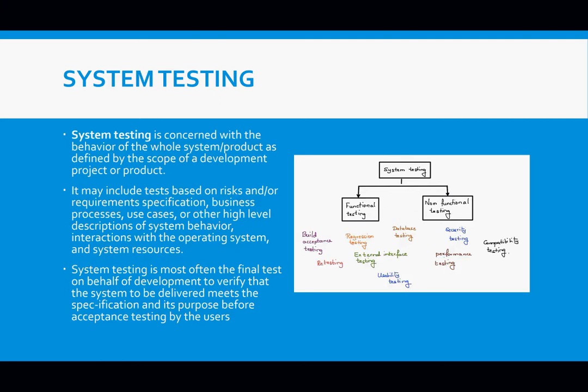It's often the final test of the application, but not necessarily, to be honest, because it is the final test mostly before acceptance testing by the users. Some people will also do system testing and then do system integration testing after this. And then you can see different levels of testing. In system testing, you focus on both the functional testing and also the non-functional testing of the system. We're going to talk about those later also.